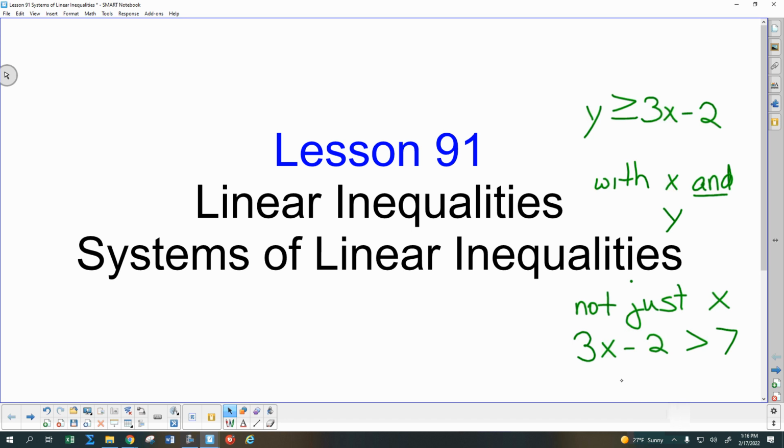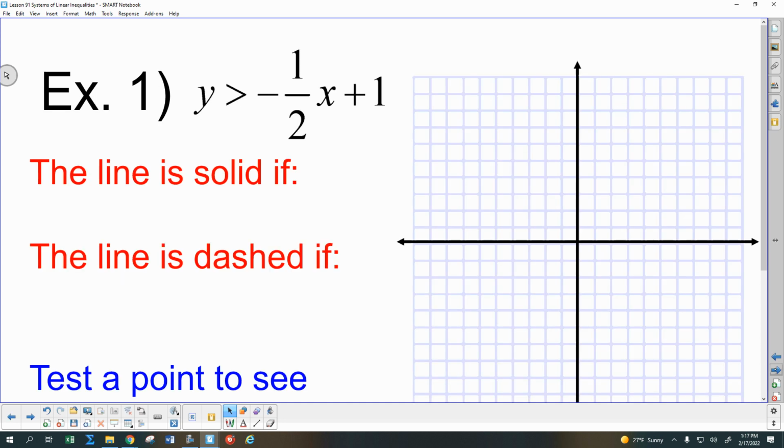In our lesson today, we're doing more inequalities. The difference is up to now, we have just had an X like you see down here at the bottom. We've only had an X in there and we've drawn it on the number line. Today, we're going to be looking at inequalities like this one up at the top that has a Y and an X in it. So those are going to be lines in the coordinate plane that we graph as inequalities.